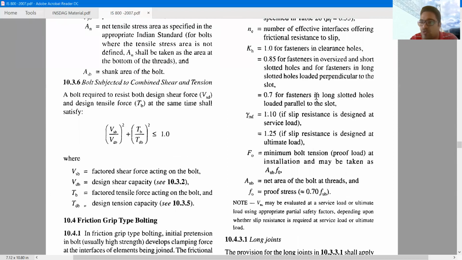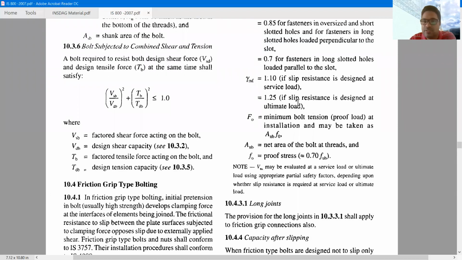F naught is the proof load of the bolt. It says minimum bolt tension or proof load, and this is how we calculate. We calculate proof load by multiplying AB and F naught. AB is the net effective area, which is 0.78 times AS, and F naught is the proof stress, and proof stress is 0.70 into FUB. FUB is the ultimate strength of the bolt, and I mentioned earlier it depends on the grade of bolt.